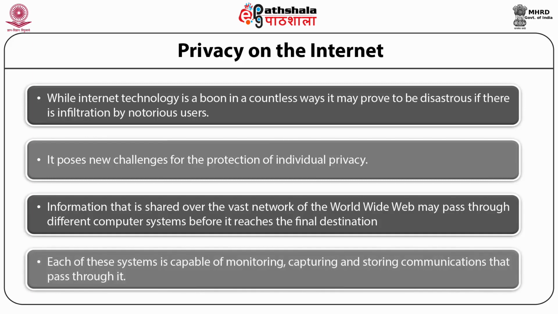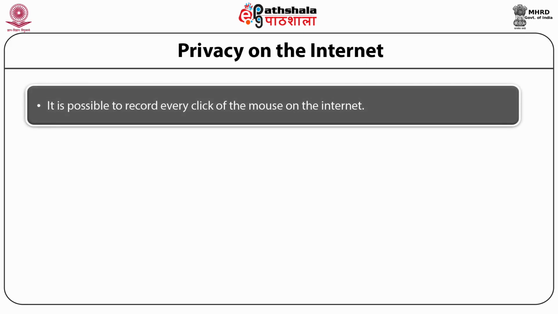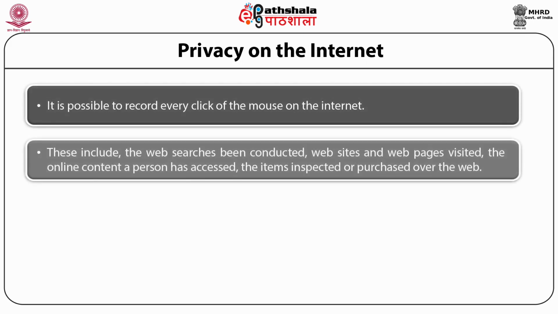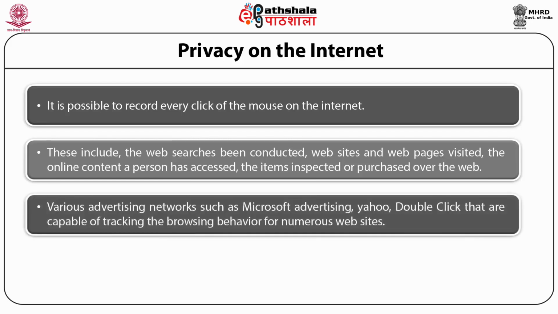Each of these systems is capable of monitoring, capturing, and storing communications that pass through it. It is possible to record every click of the mouse on the internet. These include the web searches that have been conducted, and the websites and web pages visited. The online content a person has, the items inspected or purchased over the web, much of this tracking is done without the visitor's knowledge. Various advertising networks such as Microsoft Advertising, Yahoo, and DoubleClick are capable of tracking the browser behavior for numerous websites. A commercial demand for this information is virtually insatiable.